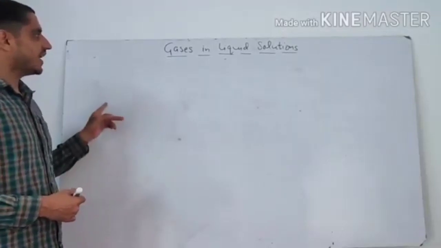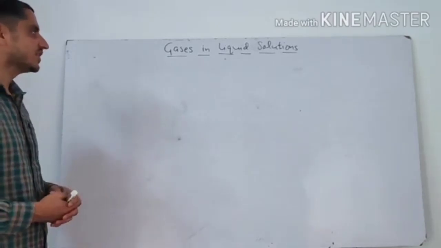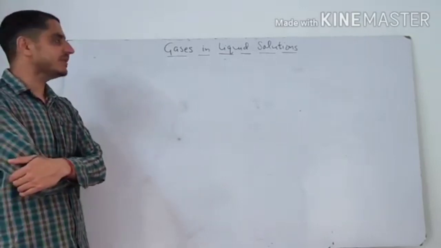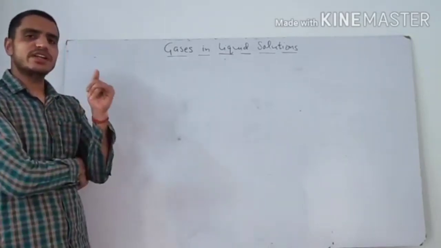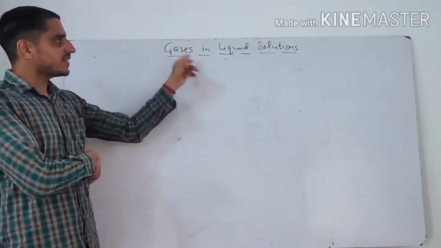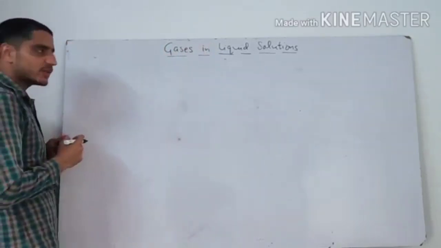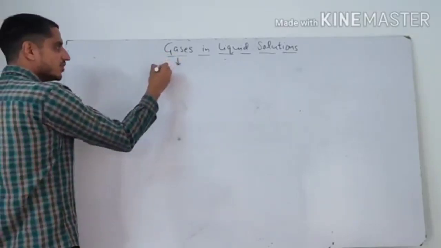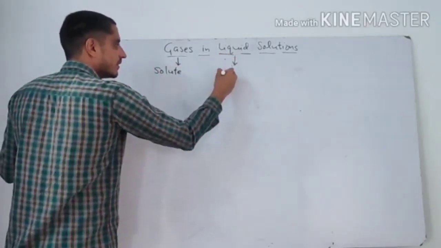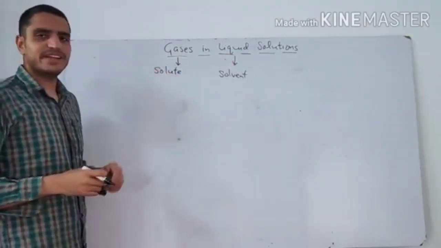So we have studied the types of solutions: solid solutions, liquid solutions and gaseous solutions. I have told you that the solutions which we will study most in this chapter will be gas in liquid solutions and solid in liquid solutions. Clear? So I will tell you about the gas in liquid solutions, in which the solute is gas and the solvent is liquid. We will study solutions of this type in detail.